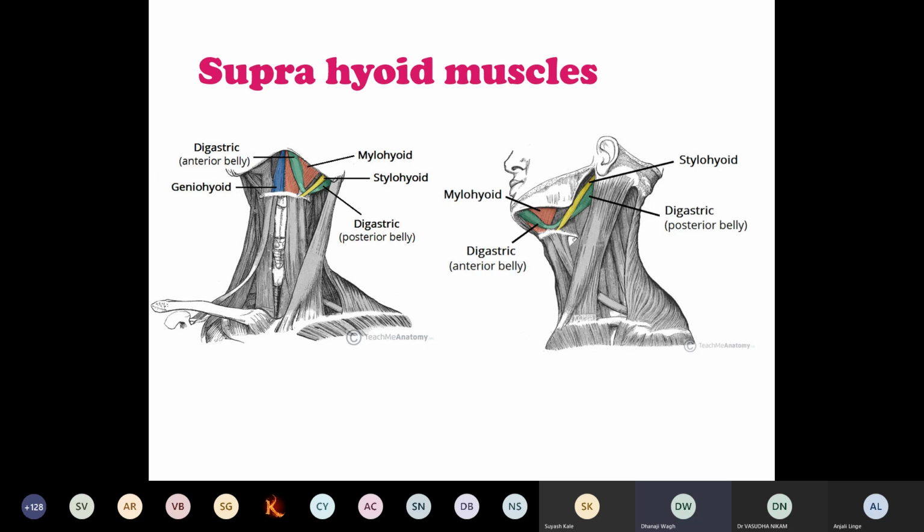From the lateral view, you can also see all these muscles: the digastric anterior and posterior belly, the stylohyoid muscle, and the mylohyoid muscle.